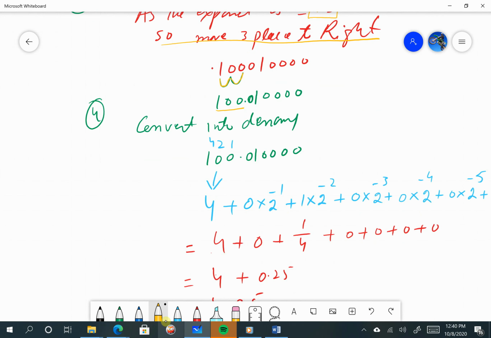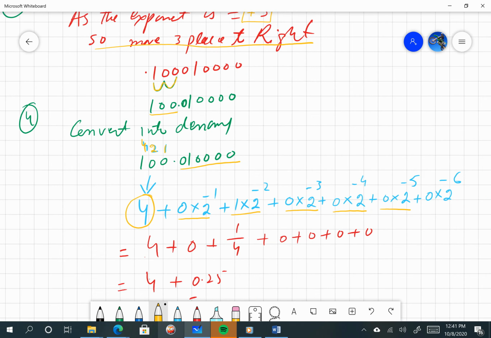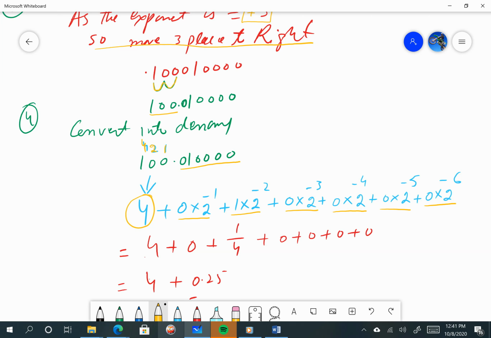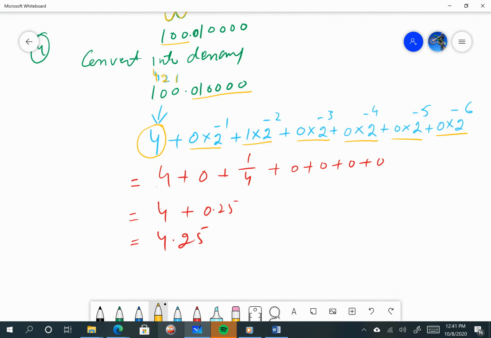So what I will do right now, this is 1 0 0, that is further equal to 4. Then in order to convert 0, 1 and 4 times 0 into its equivalent decimal number, 0 multiplied with 2 power minus 1, 1 multiplied with 2 power minus 2, 0 multiplied with 2 power minus 3, 0 multiplied with 2 power minus 4, 0 multiplied with 2 power minus 5, and 0 multiplied with 2 power minus 6. This 4 we have already.